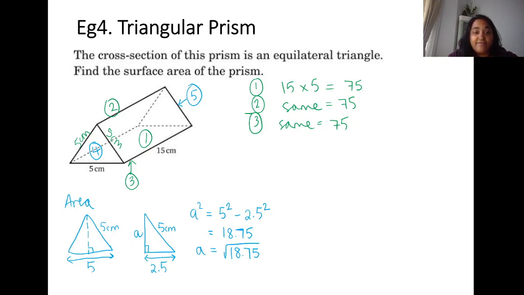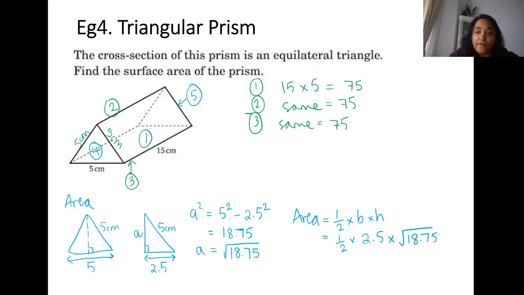Now to find the area of that triangle, I'm going to stick with my normal triangle formula, half times base times height. So in this case, half times the square root of 18.75 times h, my height. Oops, sorry, I've got that the wrong way round. Apologies. My base in this triangle is 2.5. Doesn't really matter, but let's try and be accurate.